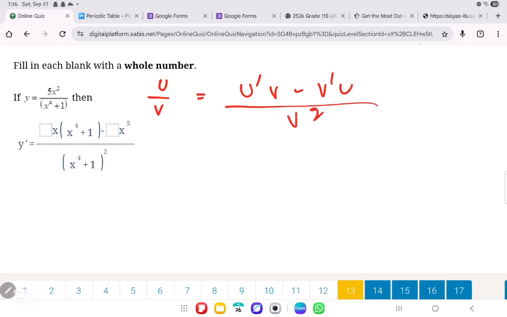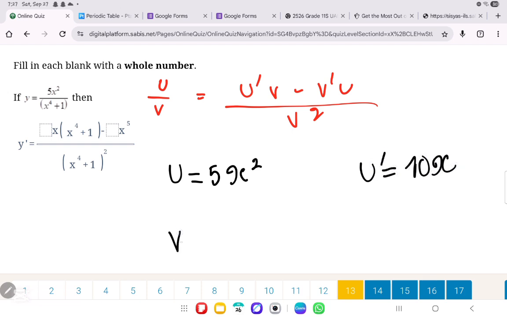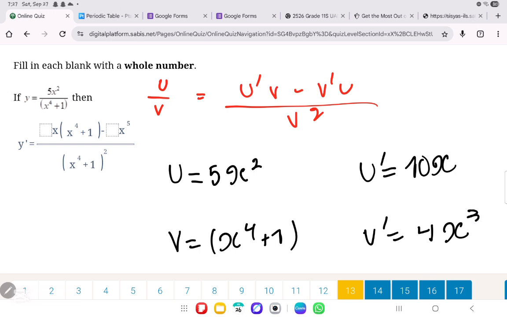Now, what's the value of u? The value of u is 5x squared. What is the value of u prime? The value of u prime is 10x. What's the value of v? The value of v is x to the power of 4 plus 1. What's the value of v prime? The value of v prime is 4x^3. Yeah, that's the value of v prime.